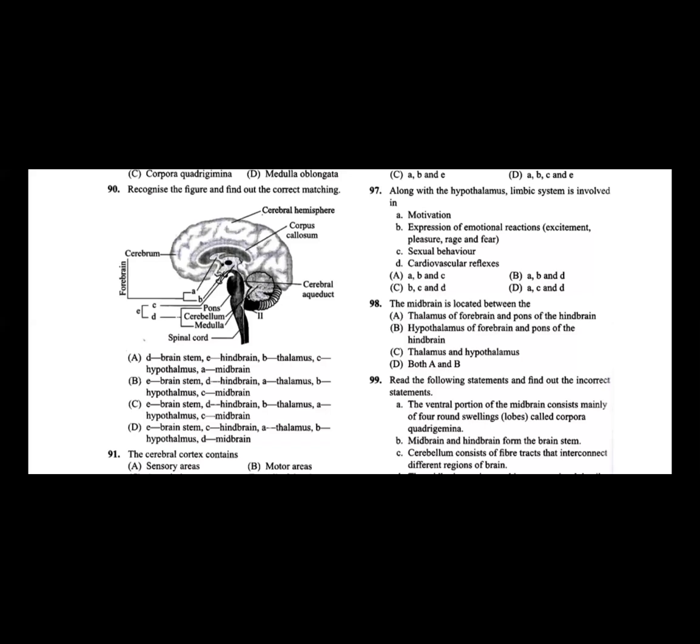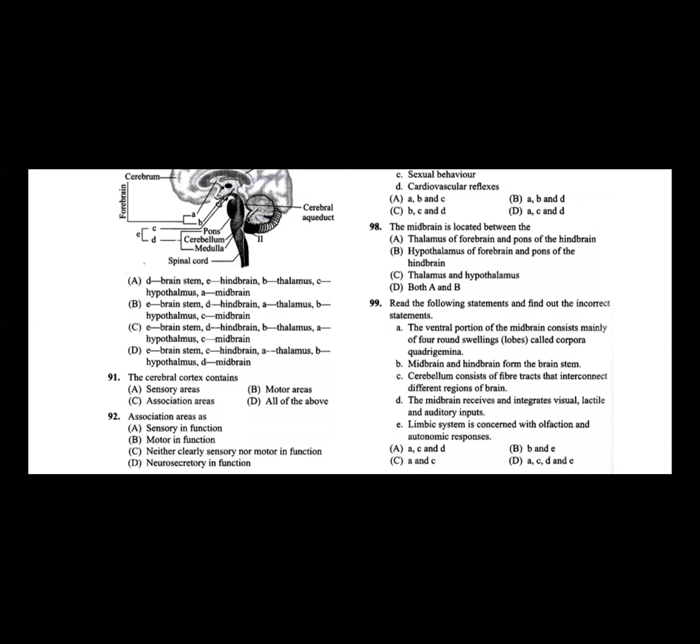D is a hindbrain structure. D is hindbrain, and E is a brain stem. Brain stem is formed of the midbrain, pons, and medulla. So A is thalamus, B is hypothalamus, C is midbrain, D is hindbrain, and E is a brain stem. Question number 90, NCERT diagram, students. The correct labelings are found in option B.